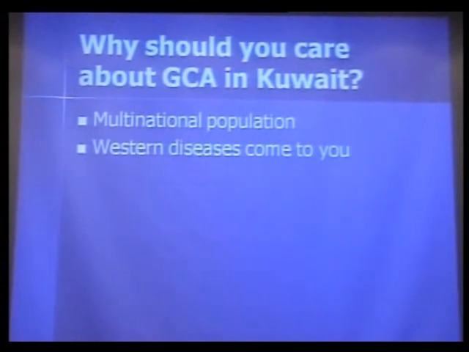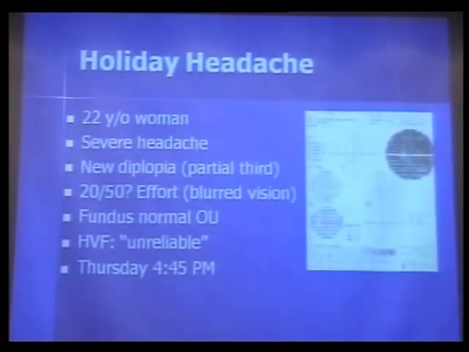So, why should you care about giant cell in Kuwait? At dinner last night, I heard from one of our oculoplastics colleagues that they had only done 5 biopsies. We do 5 biopsies in 2 weeks at Methodist Hospital, and he had 0 positives. Well, the reason you should care about giant cell in Kuwait is, of course, because of the multinational nature of your population, and Western diseases come to see you. So even though you don't have Western diseases in your endemic population, Western diseases are coming to visit you.